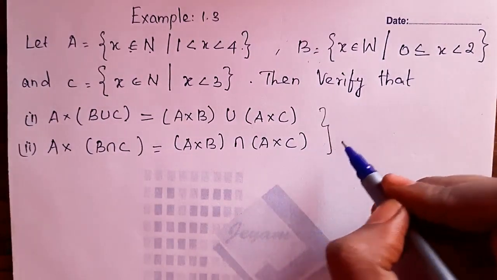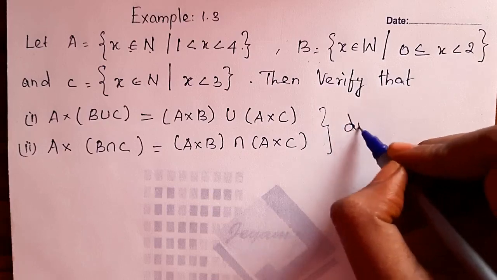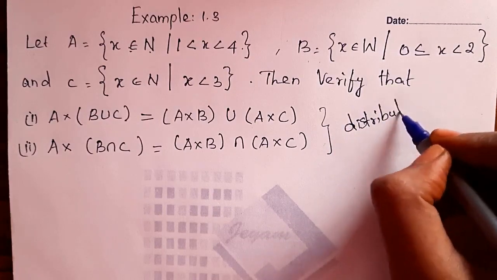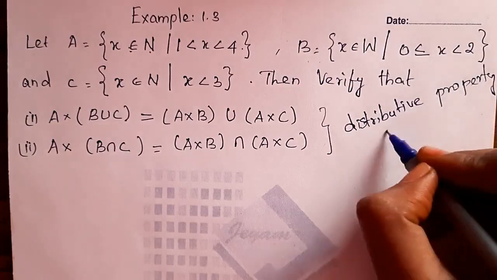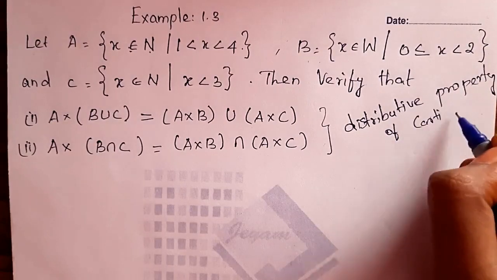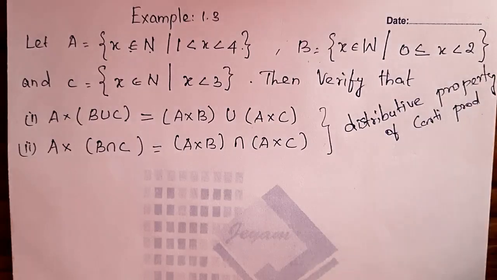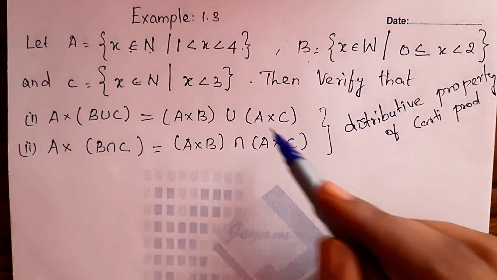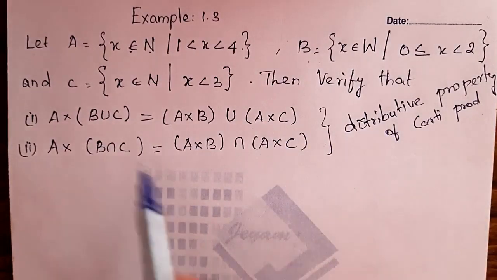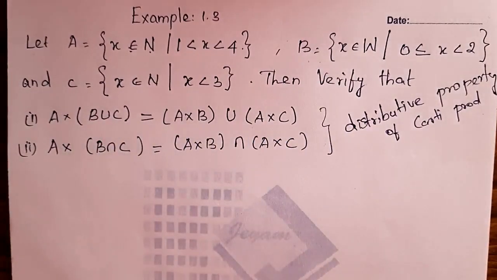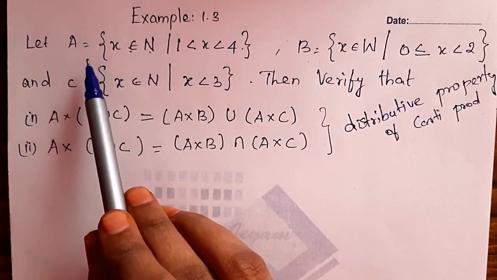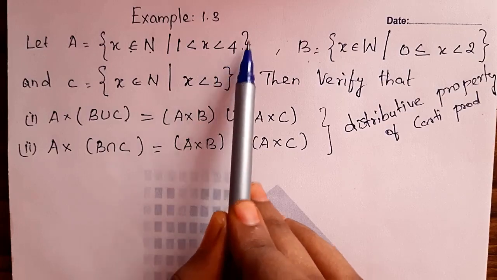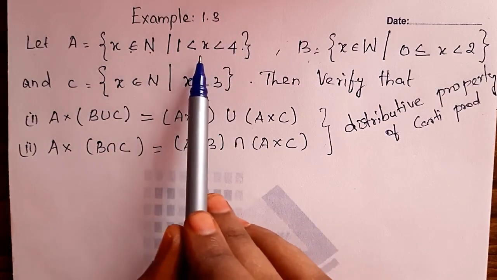These two are also known as the distributive property of Cartesian product. Okay, it is a note, you just have to know it. We have to verify both, we can do one by one. Before that, we have to extend the terms, because it is in rule form. We have to separate the elements.